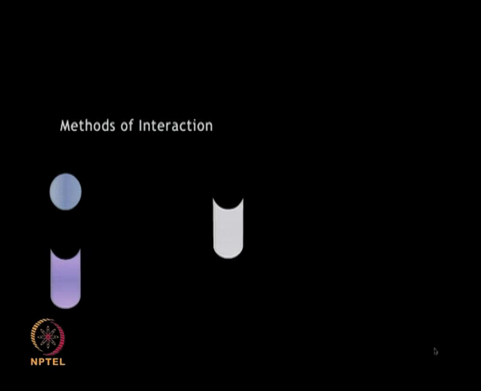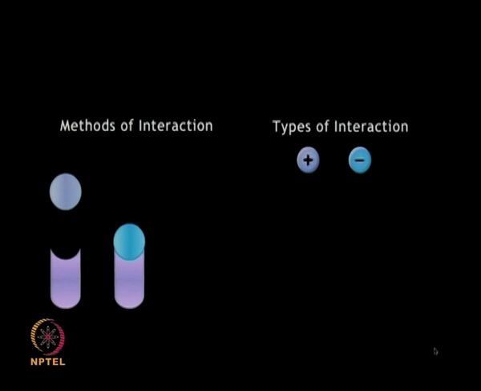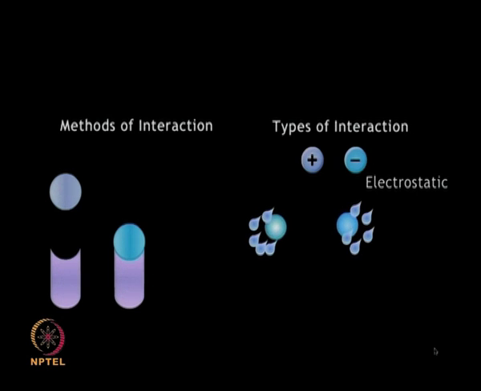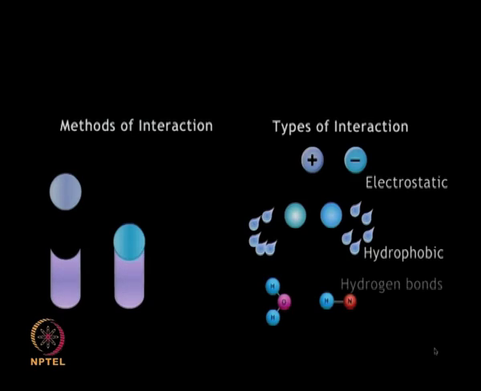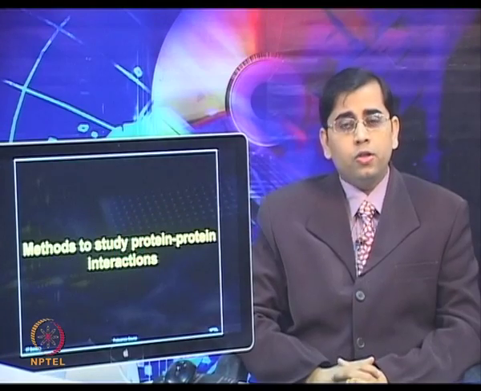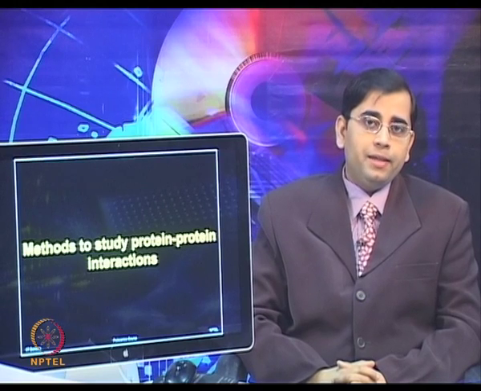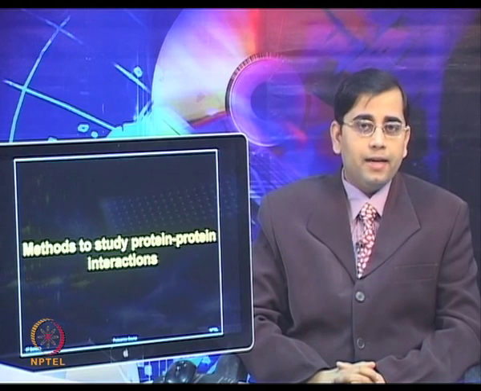Protein interactions with other biomolecules can be of several different types. They may be weak or strong, obligate or non-obligate, transient or permanent. The physical basis for these interactions includes electrostatic, hydrophobic, steric interactions, hydrogen bonds, etc. So, now let us talk about the different methods to study protein-protein interactions.